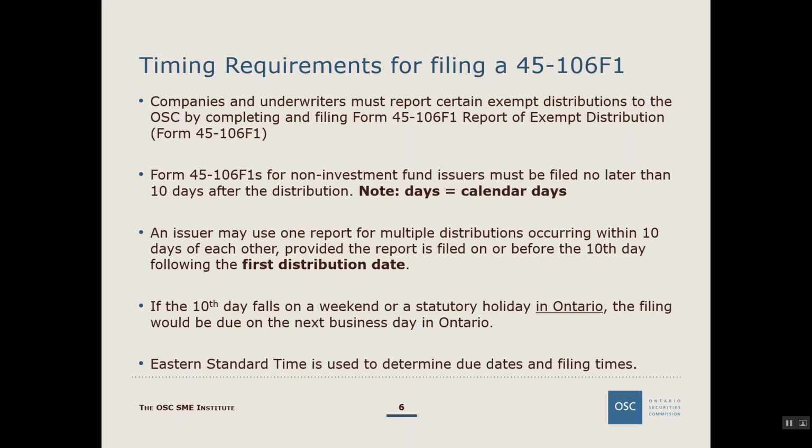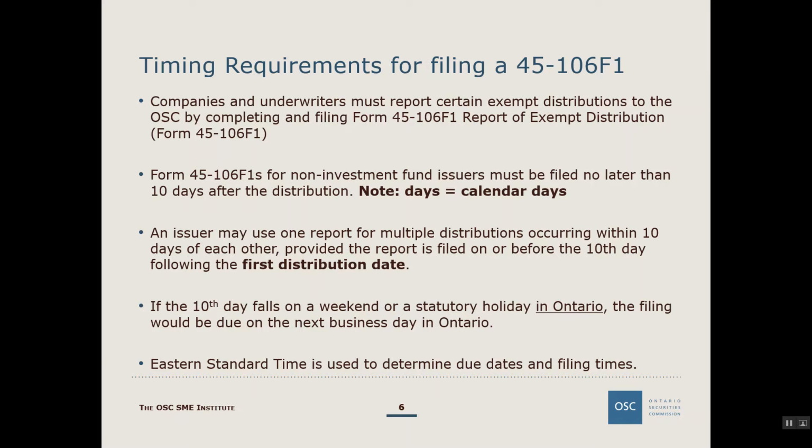Companies and underwriters must report certain exempt distributions to the OSC by completing and filing the Form 45106F1 Report of Exempt Distribution. The Exempt Market Review Desk is often asked about timelines for filing reports of exempt distribution. Pursuant to NI 45106 Part 6, the form must be filed no later than 10 days after the distribution date. Investment fund issuers may have different timing requirements that we won't be discussing today. The focus here is on non-investment fund issuers filing in Ontario.